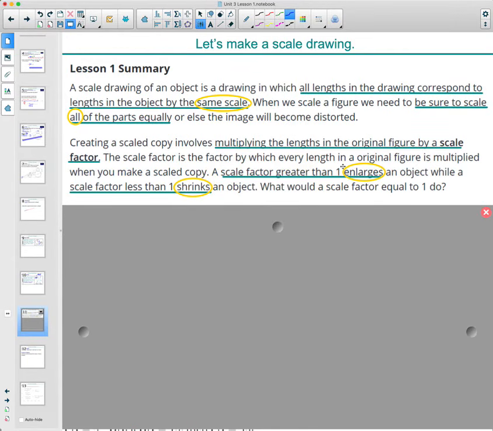That will be your image lengths. If the scale factor is greater than 1, it enlarges the object. If it's less than 1, it shrinks the object. What would happen if it was equal to 1? So if the scale factor is equal to 1, the two shapes would be congruent. They wouldn't be bigger or smaller. They would be identical.